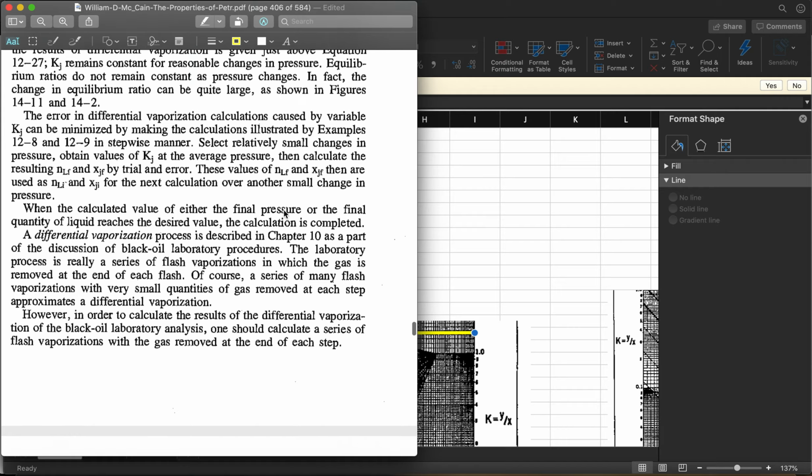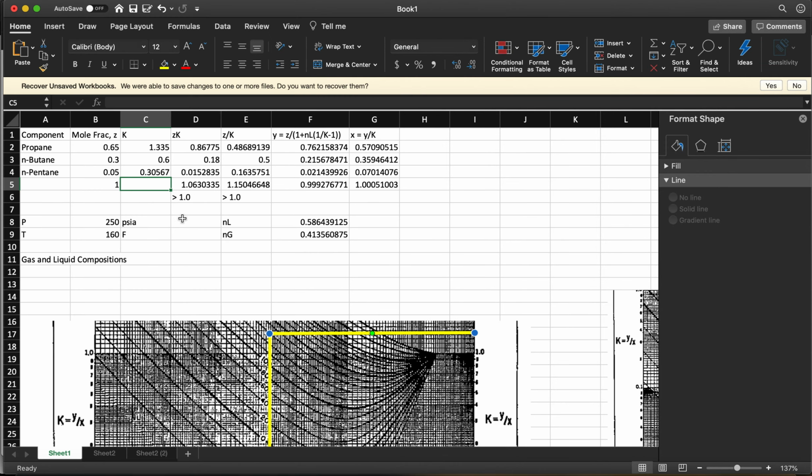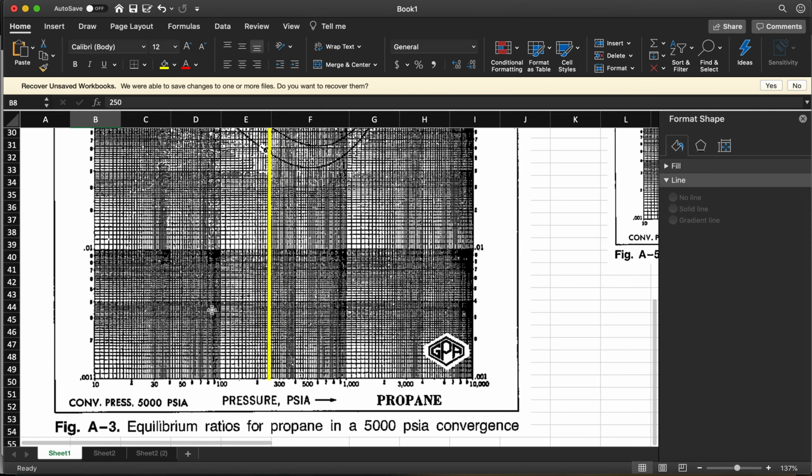So the first thing I do is create a spreadsheet. I already solved the problem here, so I'm just going to walk you through it. Here are our components, and here are the mole fractions, or Z, of each component. This is just from the table. We need to look up the K factor for a pressure of 250 psi and temperature of 160 for each one of these components. I cut and pasted those into this spreadsheet.